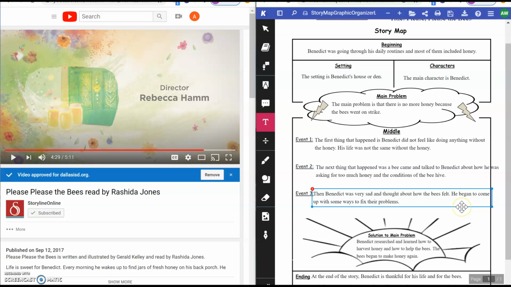Then Benedict was very sad and thought about how the bees felt. He began to come up with some ways to fix their problems. And so Benedict's solution is, Benedict researched and learned how to harvest honey and how to help the bees. The bees began to make honey again. And at the end of the story, Benedict is thankful for his life with the bees. Thank you, boys and girls.